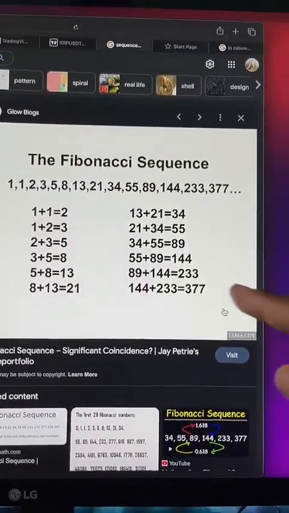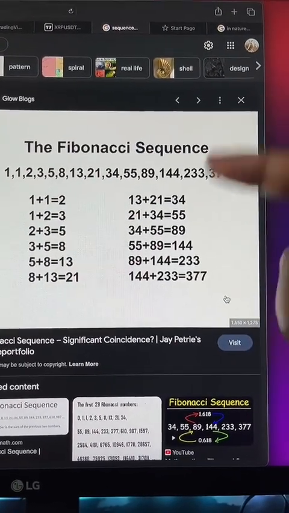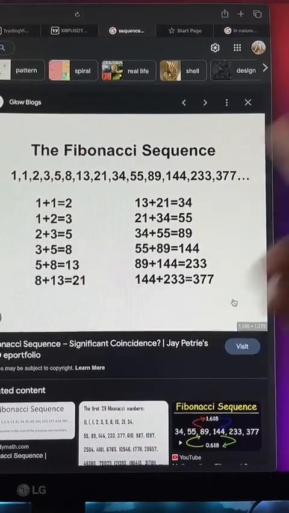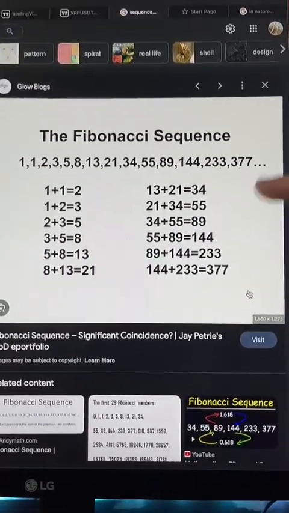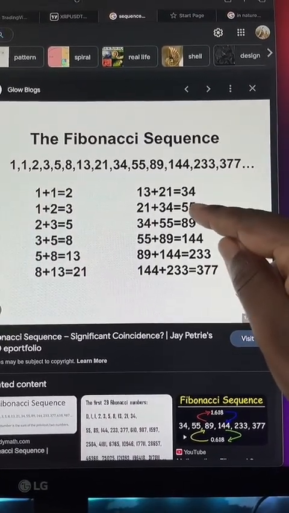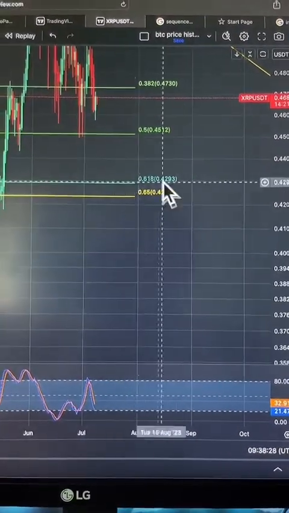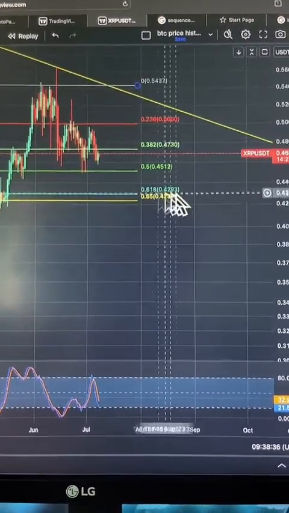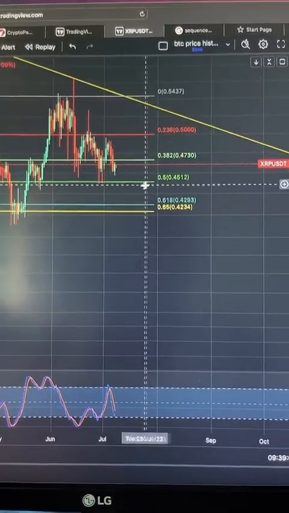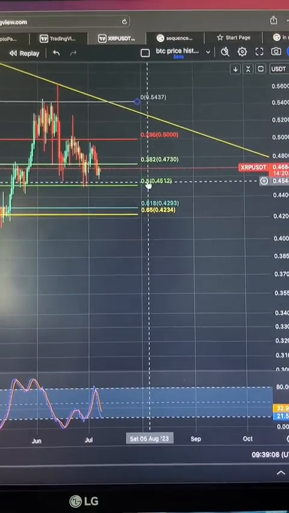Now, if you take any of these numbers right here, you'd have approximate values, not exact. But if you take something like, let's take 55. Now, if you divide it by itself, it would give you 1. But if you divide it by the number before it, it will give you 0.618. That is the golden ratio right here. Now, the 0.5 is not part of a Fibonacci sequence. It's more of a medium, so it's a 50% retracement.